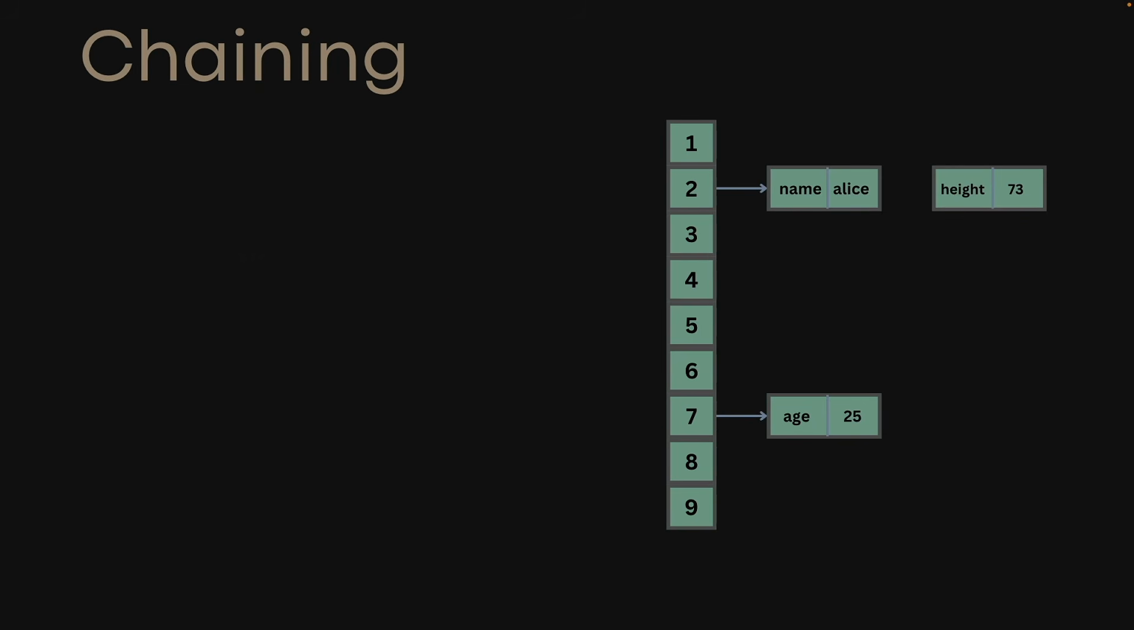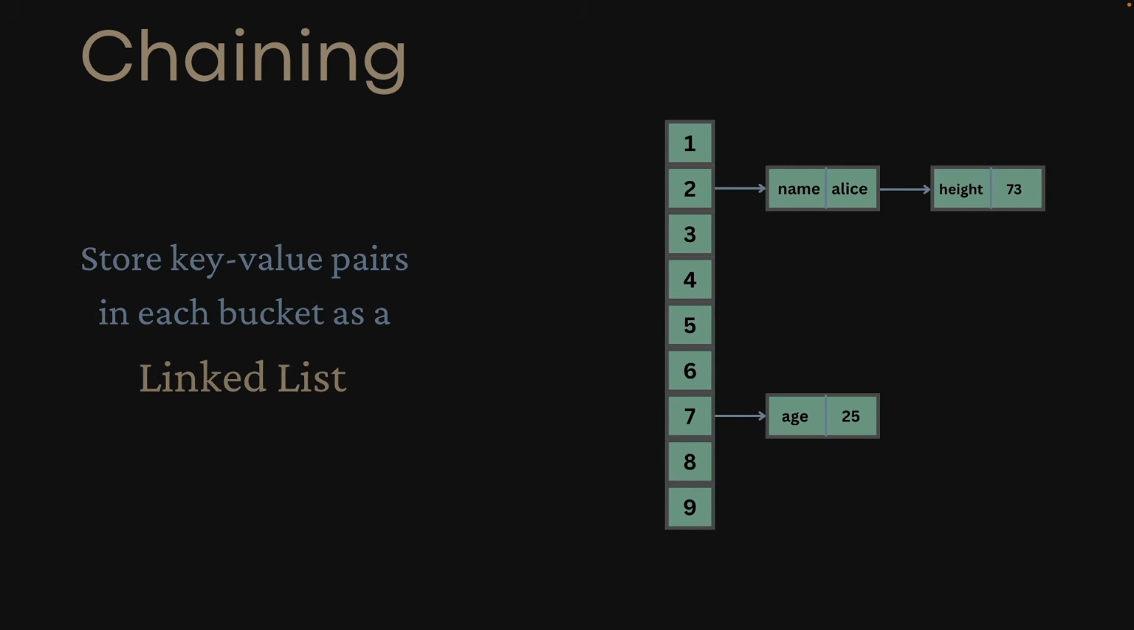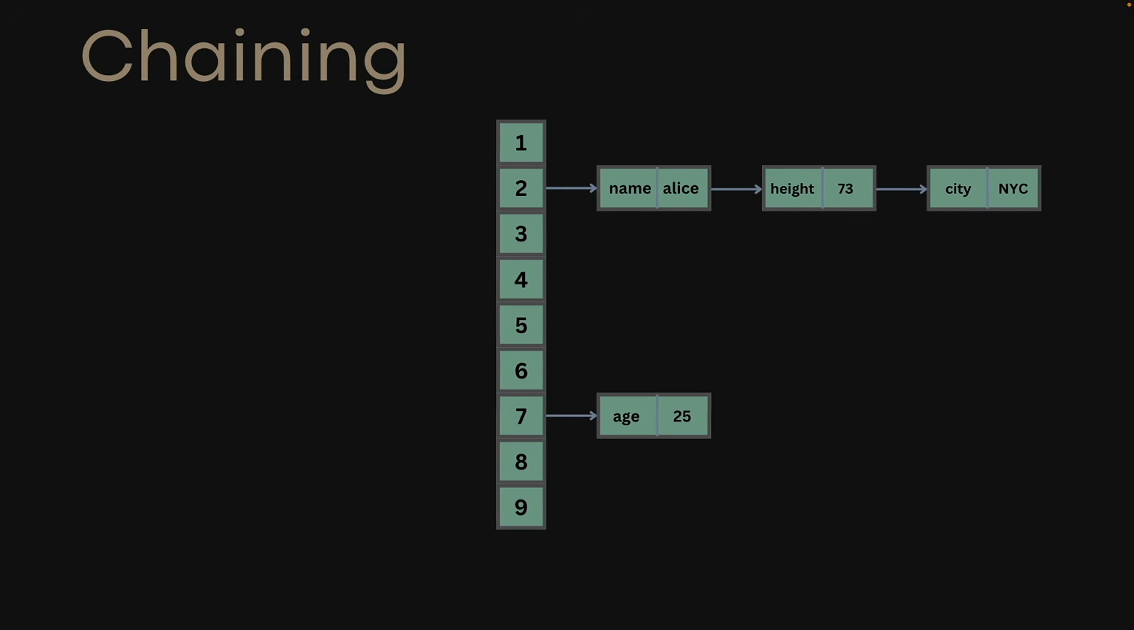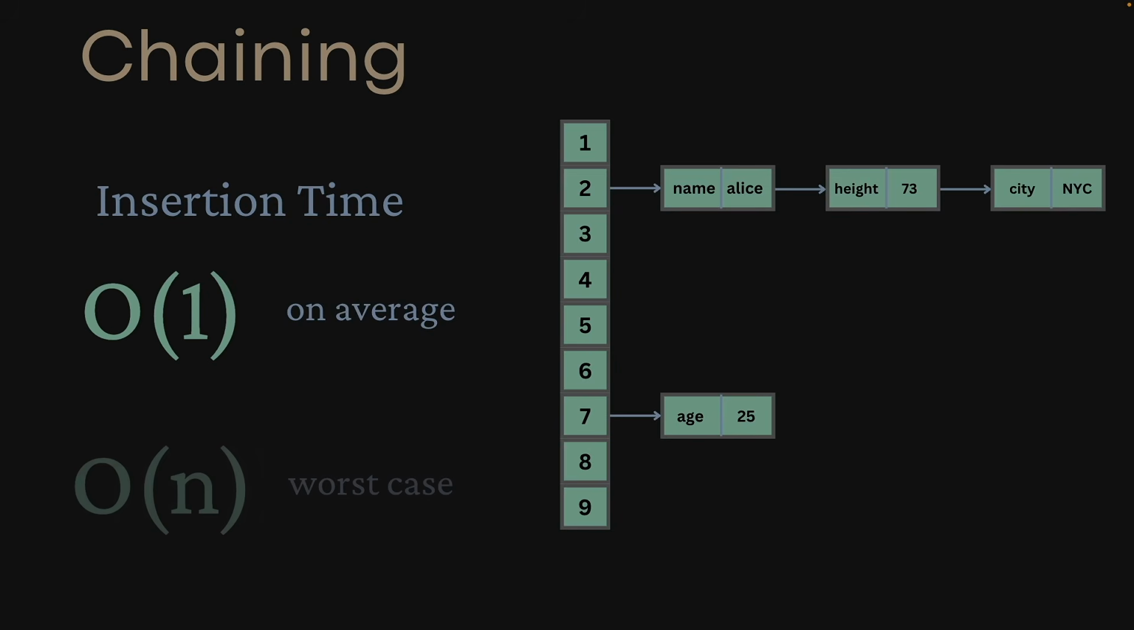First is chaining, where we store key value pairs in each bucket as a linked list. If we want to add a new entry, and our hash function returns another collision, we have to traverse to the end of the linked list to add the entry. This brings our insertion time to O of n in the worst case, since each time we have a collision, we have to loop through n elements in the linked list to add the new entry.